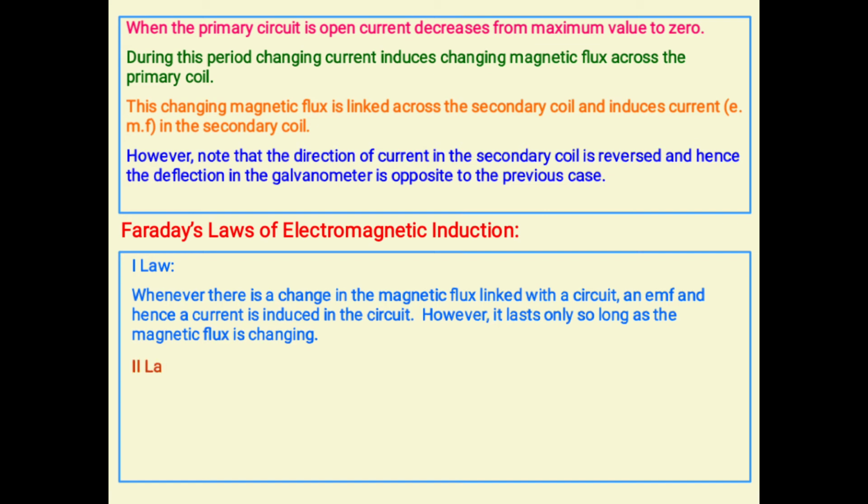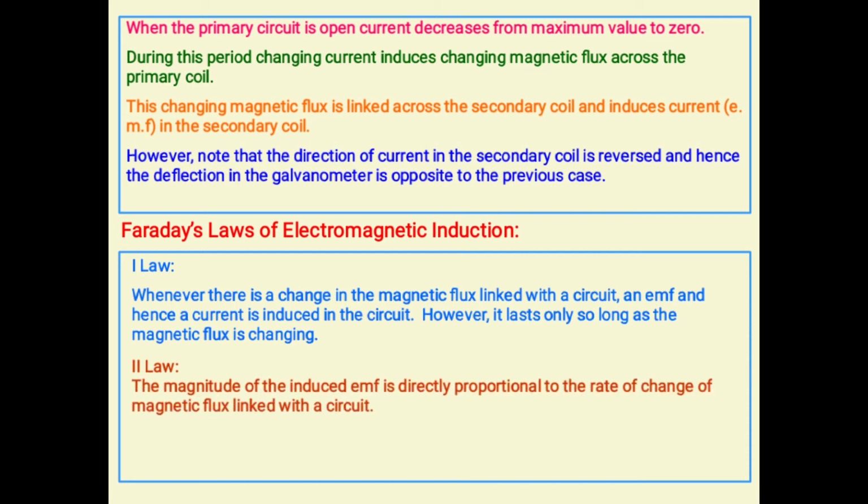The second law is about the quantitative relation for the EMF induced. The magnitude of the induced EMF is directly proportional to the rate of change of magnetic flux linked with the circuit. Rate of change of magnetic flux means delta phi by delta t in average form, and if delta t tends to 0, E is directly proportional to d phi by dt, and E equals k d phi by dt, where k is a constant. In SI units, the value of k is 1, therefore E is d phi by dt.